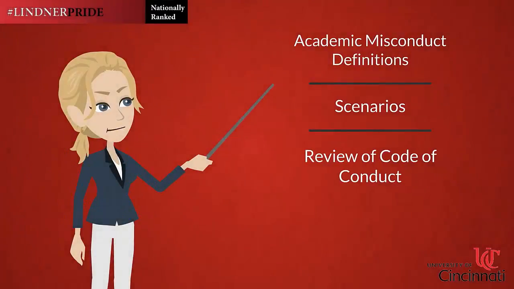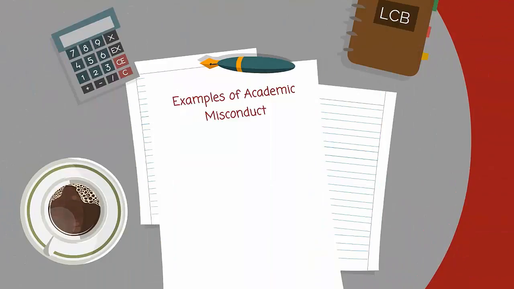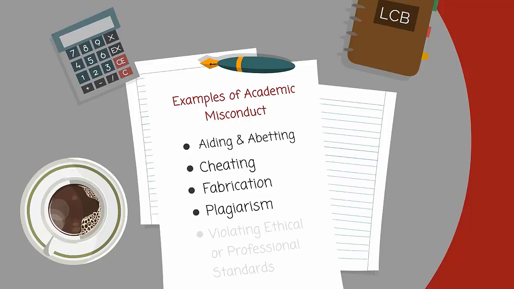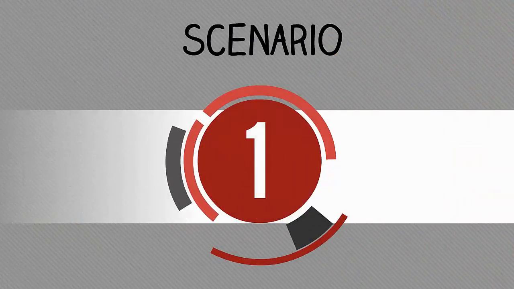To better help you understand the academic misconduct definitions within the Code of Conduct, we will present a series of scenarios that you may encounter in your time at UC. The following scenarios include examples of academic misconduct, such as aiding and abetting, cheating, fabrication, plagiarism, and violating ethical or professional standards. Scenario 1.